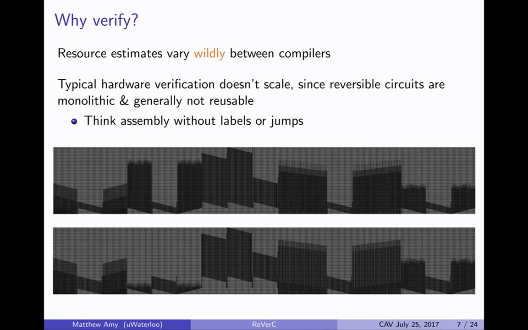Okay, but I'm talking about verifying a compiler, so why would we want to do that? The main reason is that these resource estimates vary wildly, to the point where no one in the field has any confidence that the different resource estimates are actually correct. Well, if you wrote the compiler, you have confidence, but other people don't.